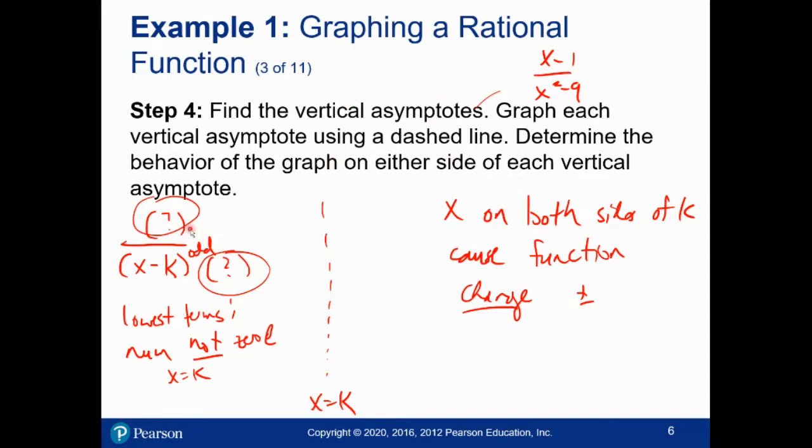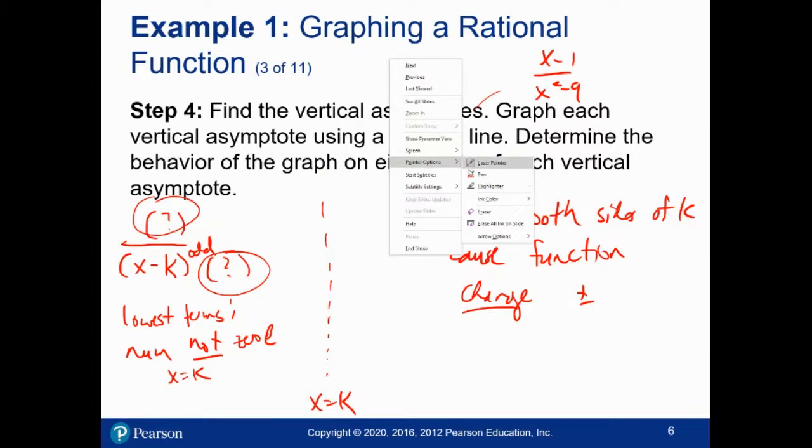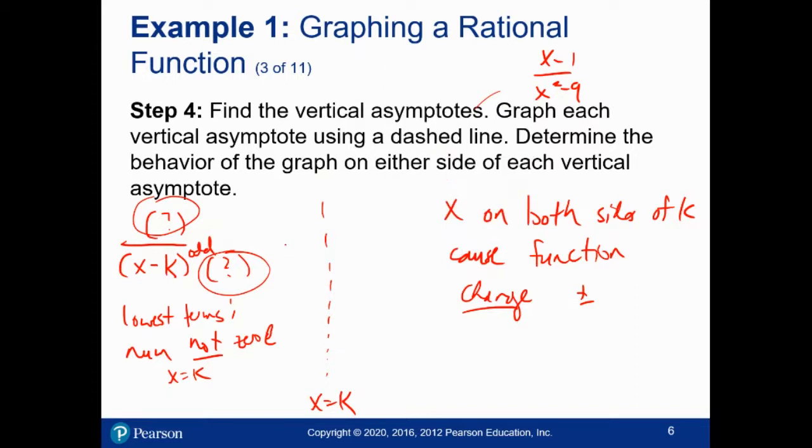So if you have an odd multiplicity root, your vertical asymptote has changing behavior, which means it draws either like this, positive on one side and negative on the other, or like this, negative on one side and positive on the other. But it does opposite things on both sides.